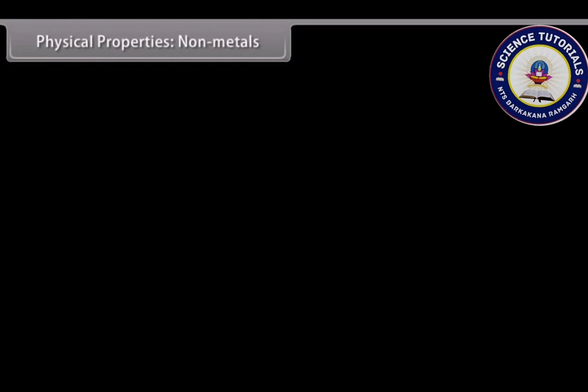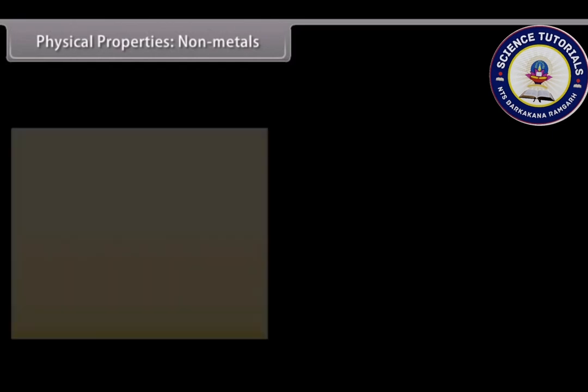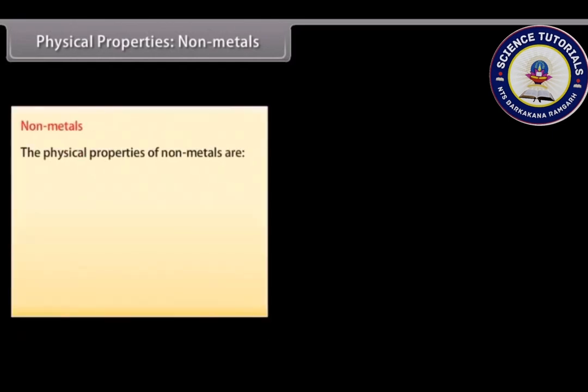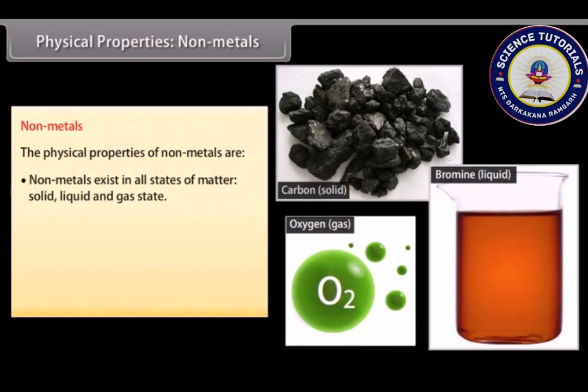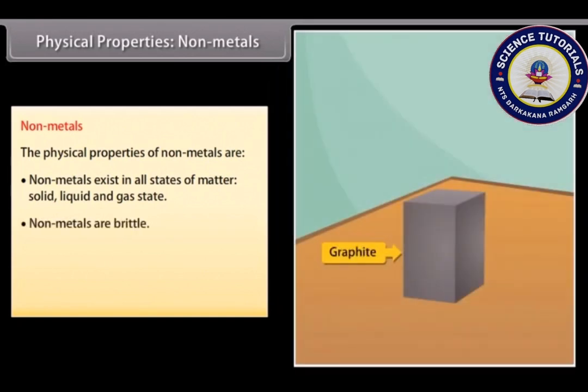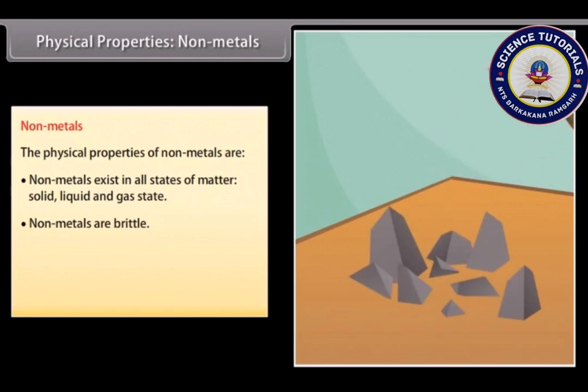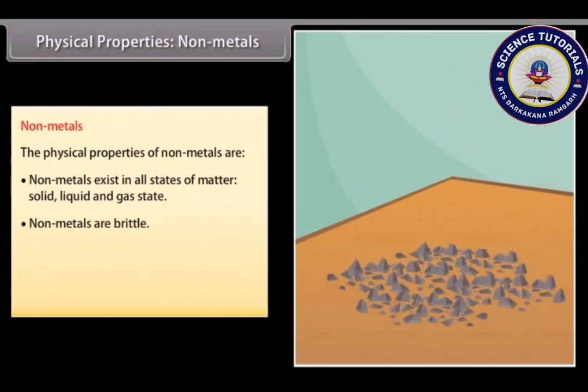Physical properties. Non-metals. Let us now look at the physical properties of non-metals. Physical state. Non-metals exist as solid, liquid, or gas at room temperature. Gas: oxygen, chlorine, fluorine. Liquid: bromine, and solid: carbon. Non-malleable and non-ductile. Non-metals are brittle and cannot be rolled into wires or beaten into sheets.